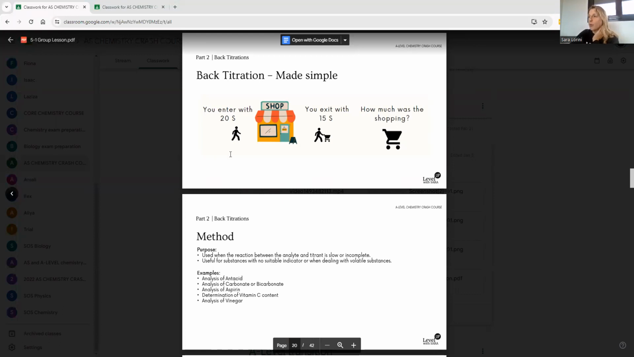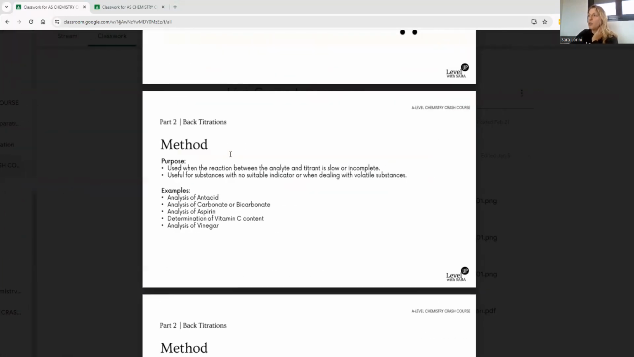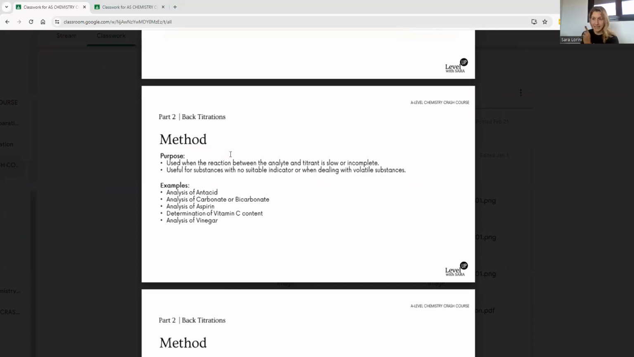So just looking at the purpose of back titration, it's used when the reaction between the analyte and the titrant is slow and incomplete. This could be a very nice "suggest why back titration is used to identify..." question. This is the type of question where you don't know exactly the content because they don't teach it to you, you just need to use the logic. That's why I highlight this in our explanations.